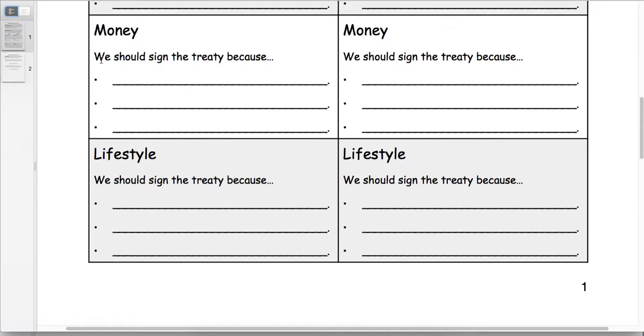We, being the Dakota, should sign the treaty because, based on what you just read, what 3 reasons can you come up with? Pause and do that.